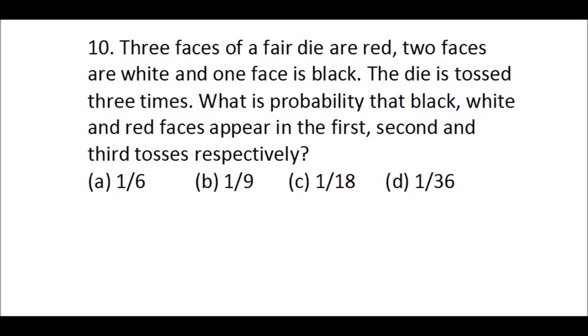Our next problem is: 3 faces of a fair die are red, 2 faces are white, 1 face is black. The die is tossed 3 times. What is the probability that the black, white and red faces appear in the first, second and third toss respectively? Now, the probability of appearing the red face is equal to how many? 3. There are 3 faces that are red out of 6. Therefore, this is half.